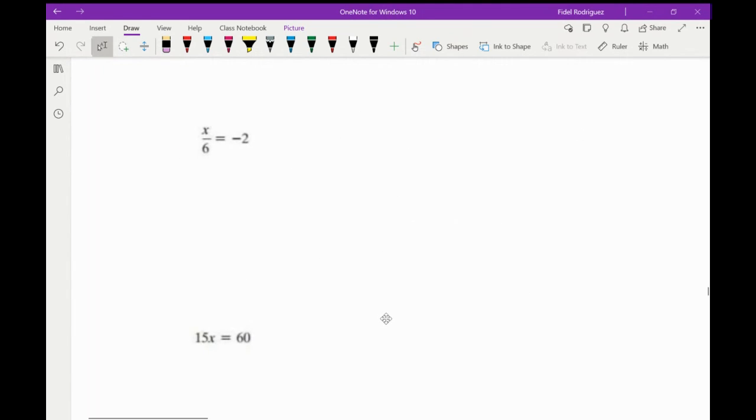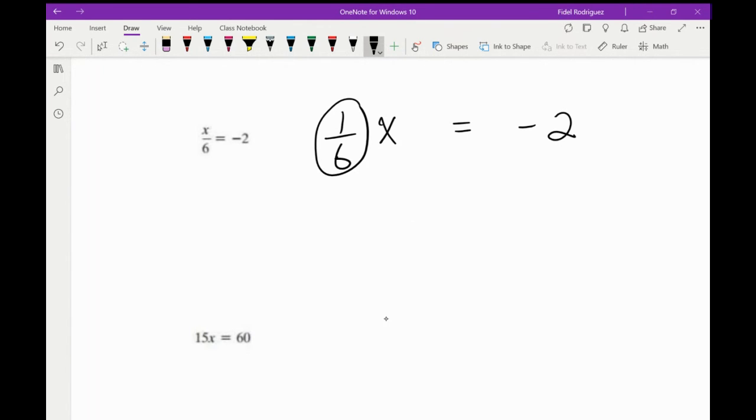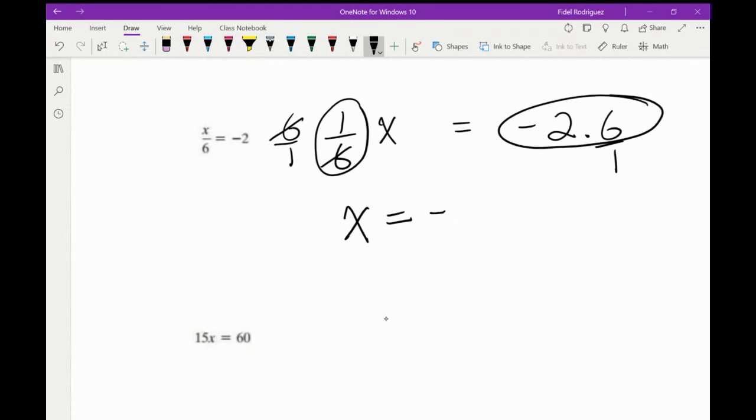All right, so here's the next one. X over 6 equals -2. So remember, I'm going to think about this as 1 over 6 with an x equals -2. So my first step is if I see 1 over 6, I'm going to multiply by 6 over 1. And that 6 and that 6 are going to cancel. There's going to be my x. And then I'm just going to multiply these together, and that's going to give me -12. And again, it would be over 1, but because it's over 1, it's just -12.